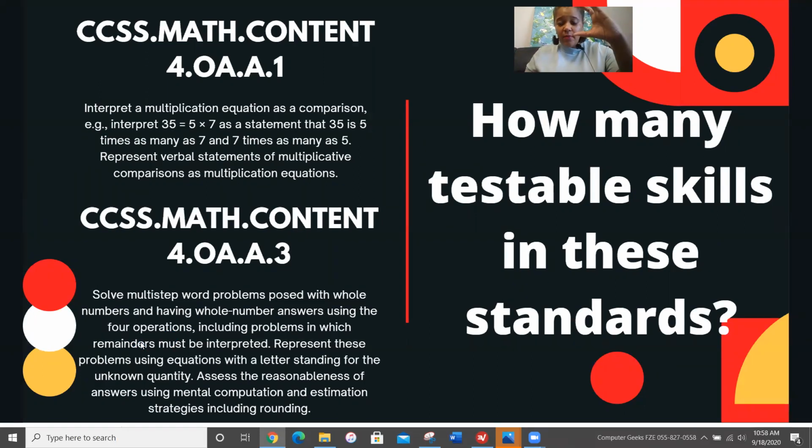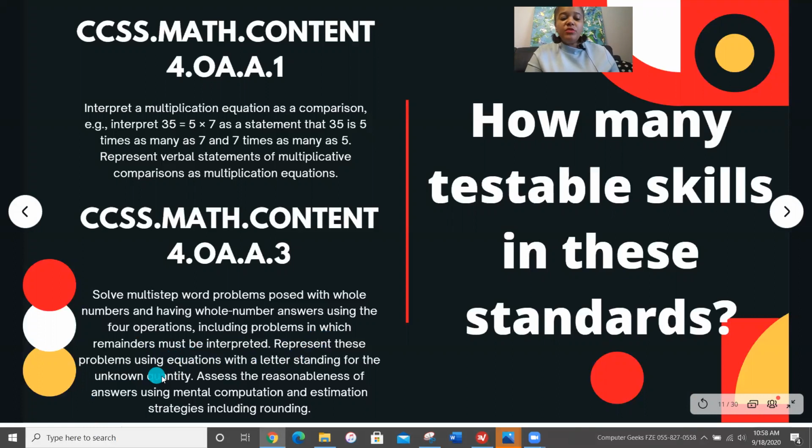The first part of the problem they're going to add. The second part of the problem they might multiply. That changes that to 16 skills. Just right there. We haven't even finished the first sentence. Including problems in which remainders must be interpreted.